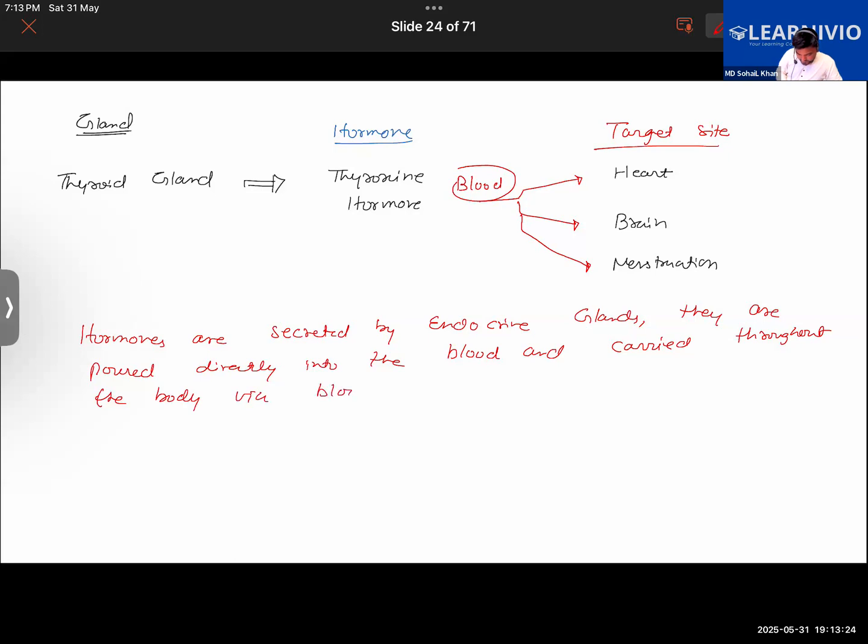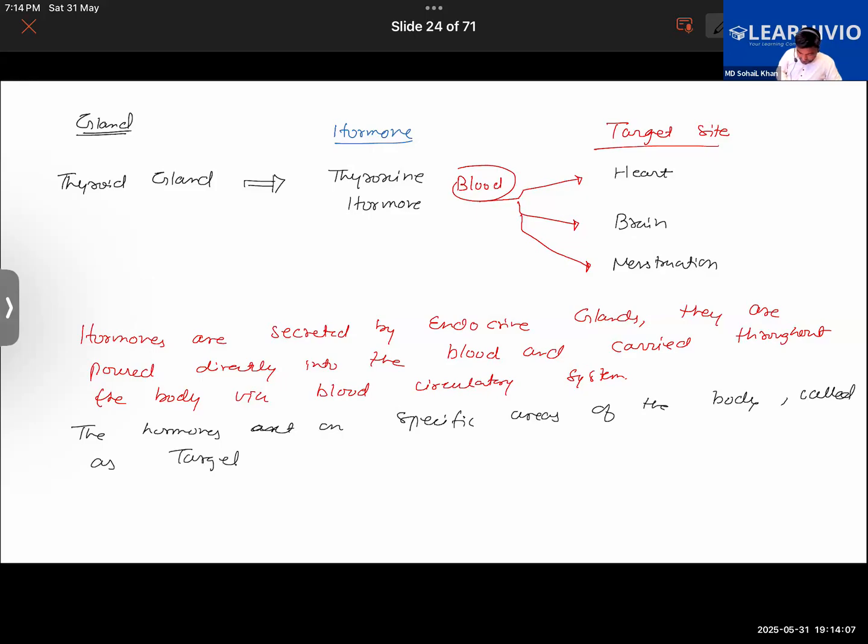via the blood circulatory system. So they will be carried to a particular site. Hormones act on specific tissues or areas of the human body, called target sites.